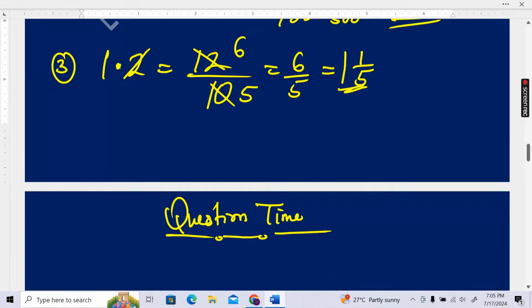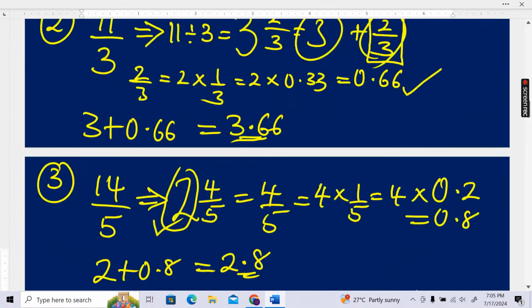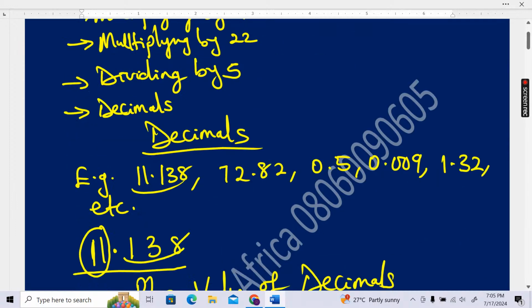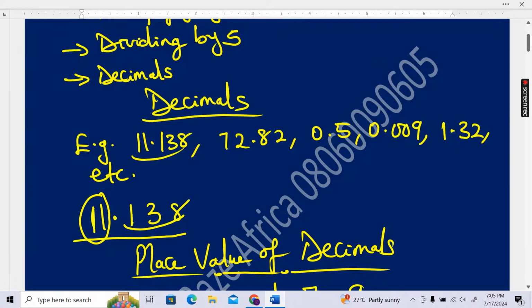Now, going through everything we have discussed tonight, we discussed our past concepts: multiplying by 11, multiplying by 22, and also dividing by 5. And today we have added decimals. We said a decimal is any number that has a decimal point, like 1.4, 32.8, 769.555, and so on. As long as these numbers have points, they are called decimal numbers.